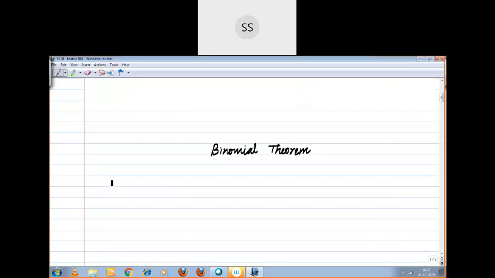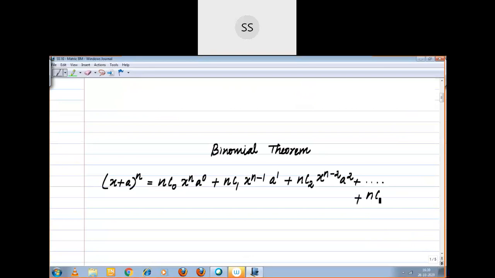See, (x plus a) the whole power n equals nC0 x power n a power 0, plus nC1 x power n minus 1 a power 1, plus nC2 x power n minus 2 a squared, plus etcetera, plus nCn x power 0 a power n.